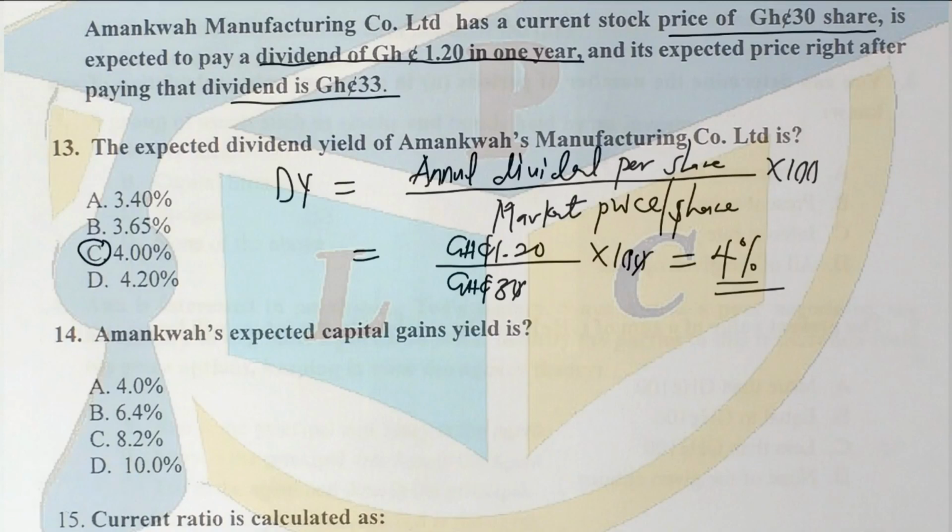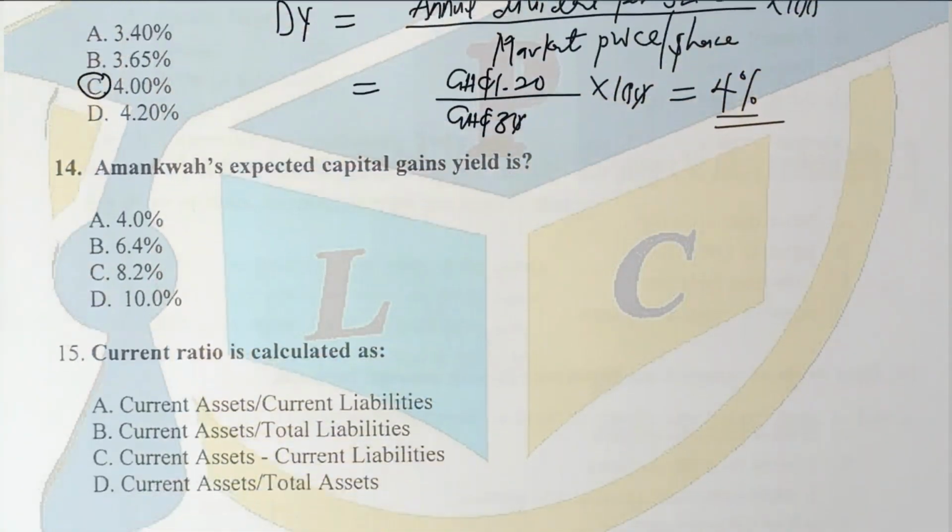That is the formula for us to calculate expected dividend yield. It is the annual dividend per share divided by the market price, or the current stock price, of that share per share. Is that okay? Multiply by 100 if you want to express it as a percentage. That's how it's going to be. Now let's move on to question 14.